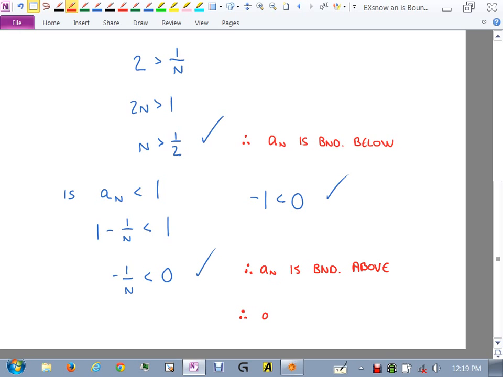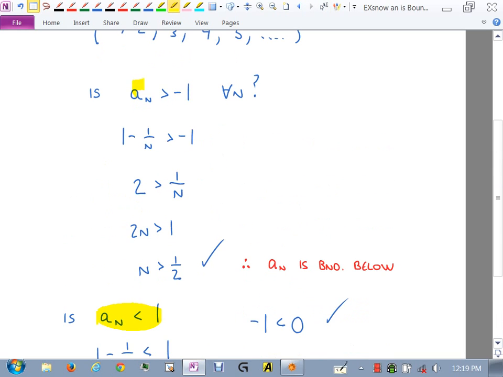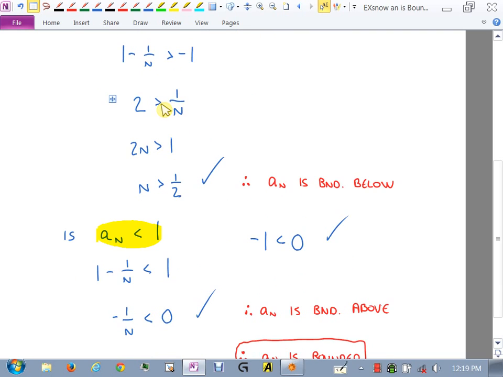Therefore a sub n is what? Bounded. Okay, I have shown that it is bounded because I have found a lower bound and I have found an upper bound, and I showed the inequalities, right? I had to show that was true. I had to show that was true. Once I showed those two things were true, I've showed it's bounded.